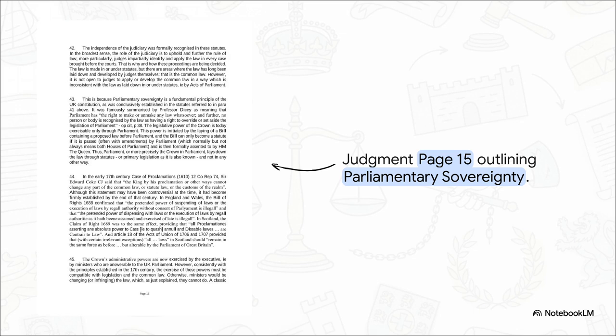But take a look at page 15 of the actual Supreme Court judgment here. It provides this incredible foundational reminder of parliamentary sovereignty. It clearly reiterates that ever since the 17th century, it's been a fundamental bedrock principle of the UK Constitution that the Crown simply cannot change any part of the common law or statute law without Parliament saying so.